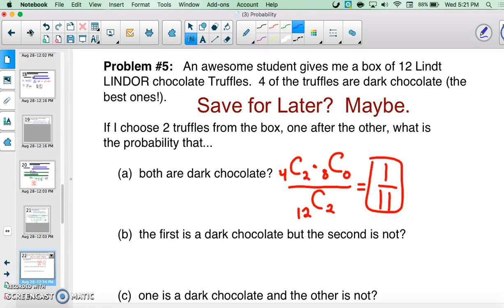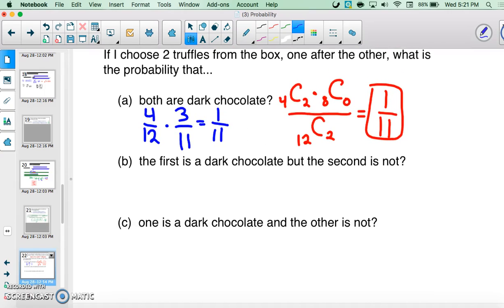Another way you could have done this problem is just with fractions. So we wanted 4 out of 12. And then once we took away that one that we picked, there were 11 left. And then we have 3 other dark chocolates to choose from. And that will also give you 1 over 11. I would recommend the choosing manner though.